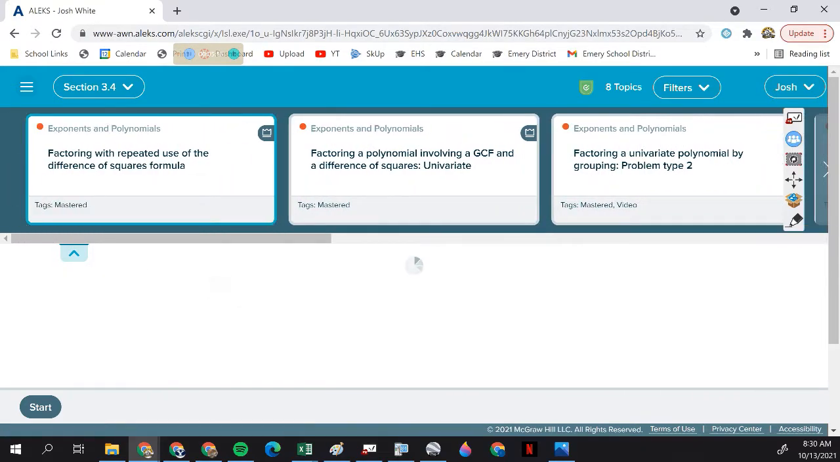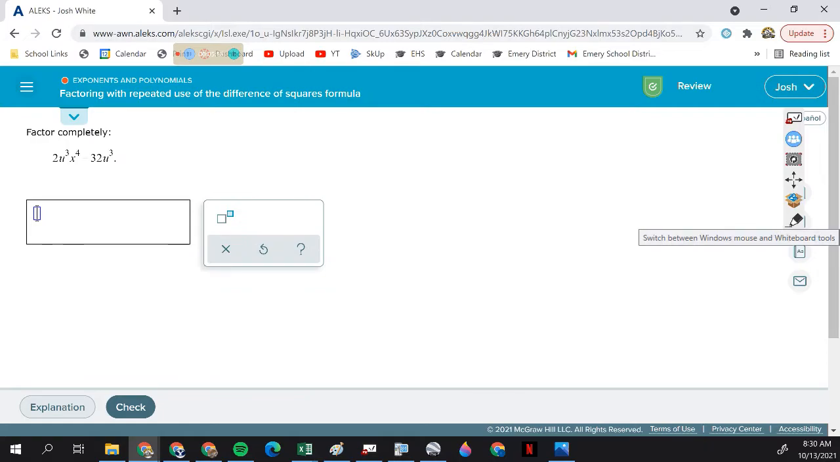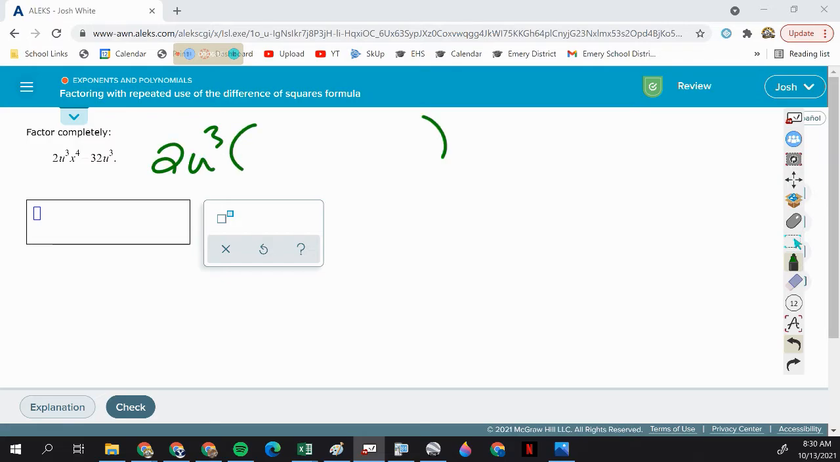All right, this one's a little bit strange. Oh, well, that's not what I wanted it to look like, but what can I pull out? A 2u to the third. So 2u to the third, and then I have x to the fourth minus 16. Does that factor again? It actually does.